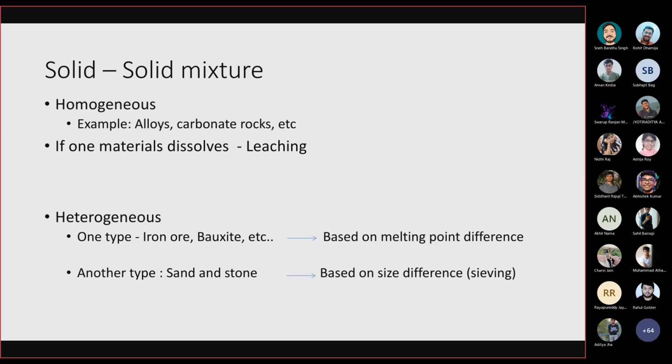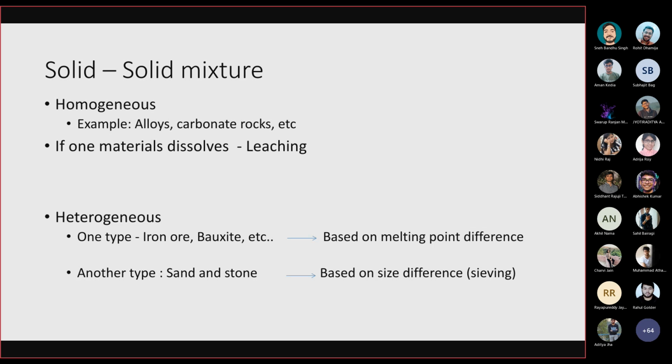For example, if you have ever seen a steel plant or steel industry by any chance, the iron ore contains iron plus many other impurities. Now, iron melts at 1100 degrees centigrade, whereas impurities don't melt at 1100 degrees centigrade. They melt at a much higher temperature.